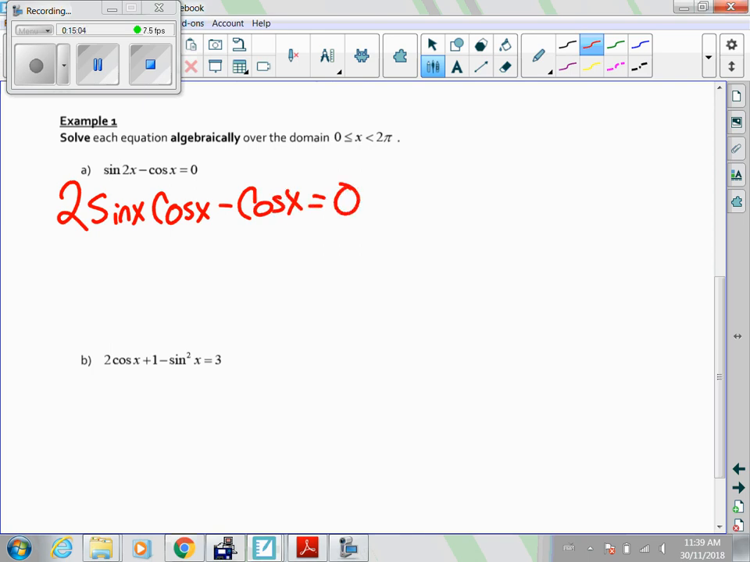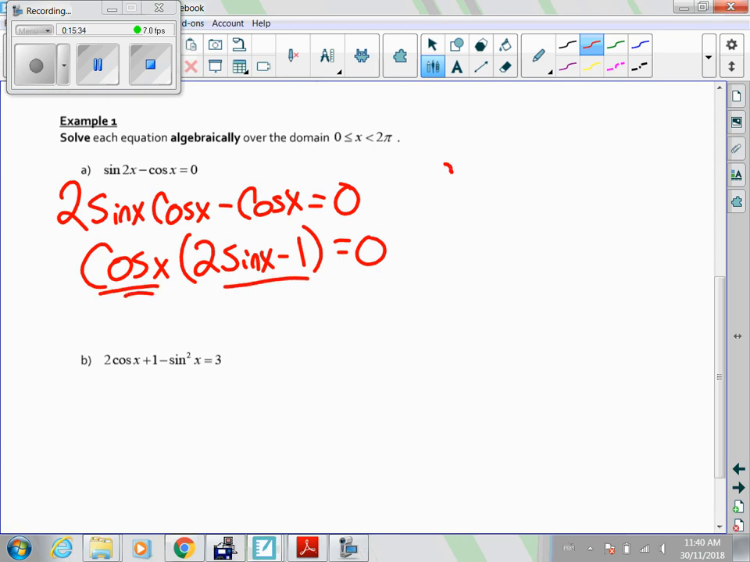And again, just like when we went through the equation solving back in chapter 4, we need to remember that we can't cancel stuff typically. So I'm not going to try and divide by cos and cancel. What I'm going to do instead is factor. So I factor out my cos x here, leaving me 2 sine x minus 1 equals 0. And now I can solve each of these factors separately. So cos x equals 0 and 2 sine x minus 1 equals 0.